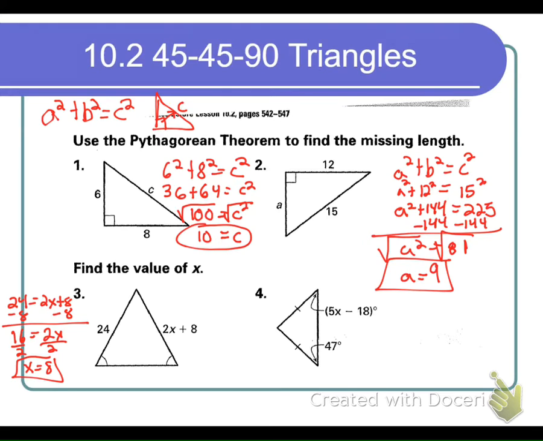Okay, and then this is the converse of that same theorem. If you have two congruent sides, the angles opposite them also have to be congruent. Okay. And so we can set these two equal to each other. 5x minus 18 equals 47.